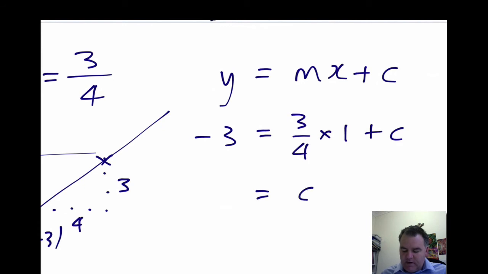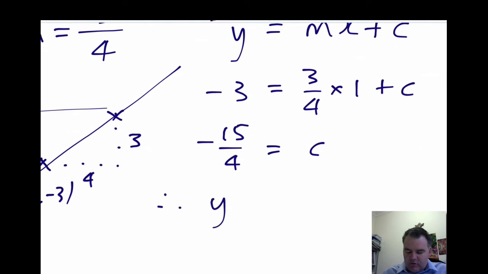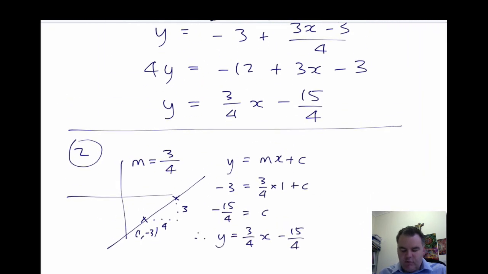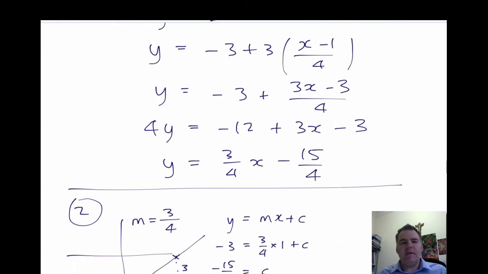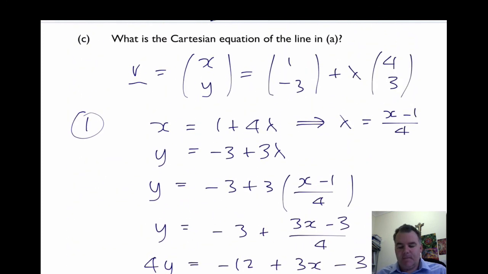So negative 3, take off another 3/4. Negative 12/4 take off 3/4 is negative 15 over 4. Therefore the equation of the line is y equals 3/4 x minus 15 over 4, which is the same as we had before. So there's two ways of finding the Cartesian equation of a line after it's been given in vector form.